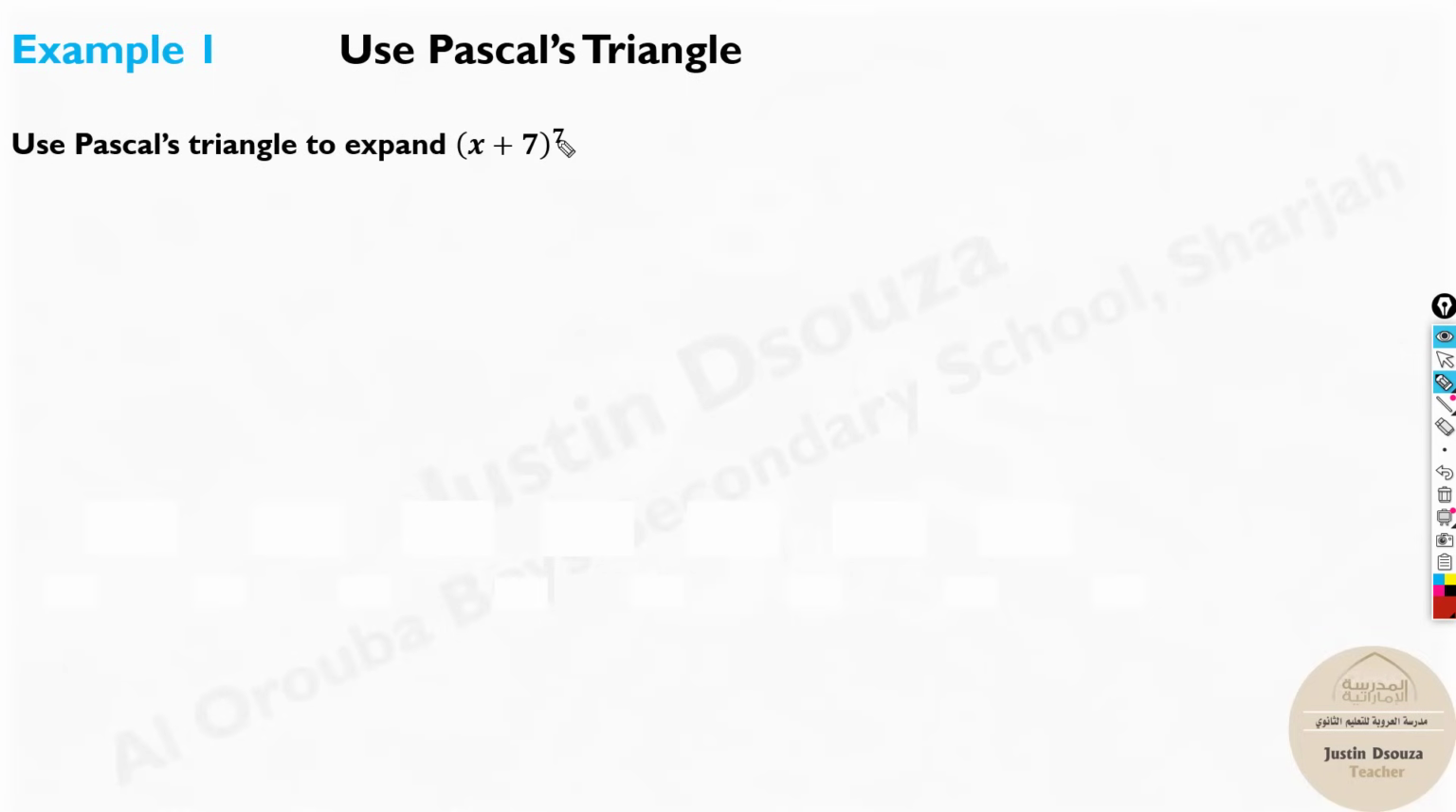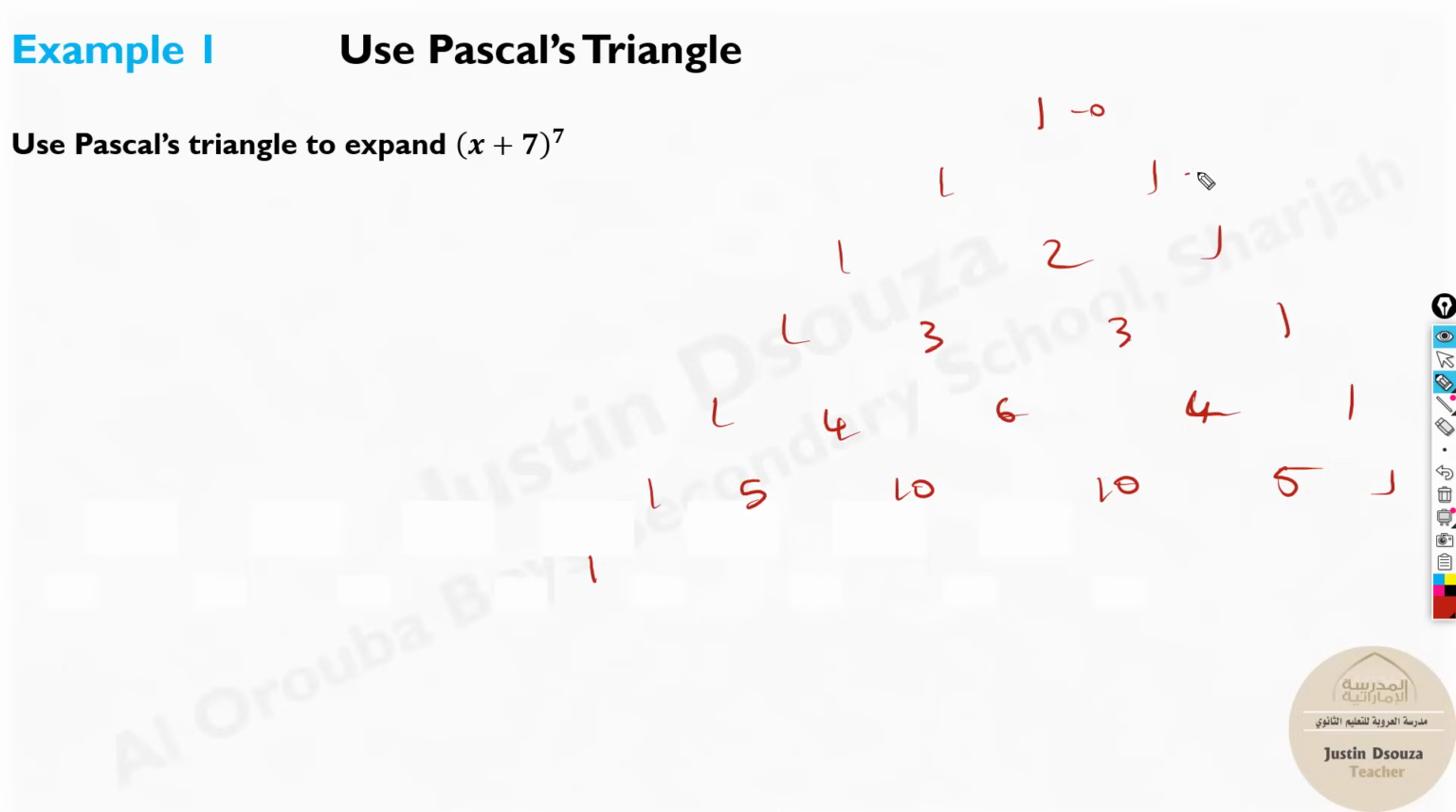For the exam, since it's in the writing part, what I would highly suggest is you can just make a triangle. This is easy, right? 1; 1 1; 1 2 1; 1 3 3 1; 1 4 6 4 1; and then 1 5 10 10 5 and 1, and this keeps on going. You can see here there are various ways to remember. This is 0 starting, 1, 2, 3, 4, 5.